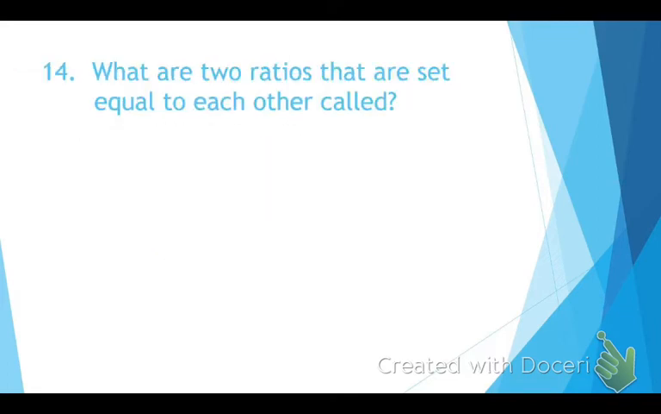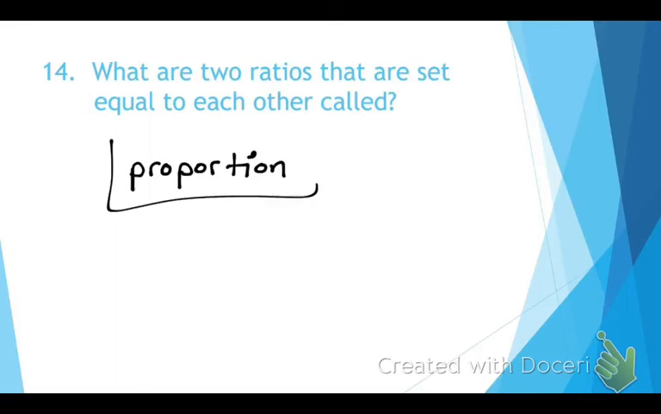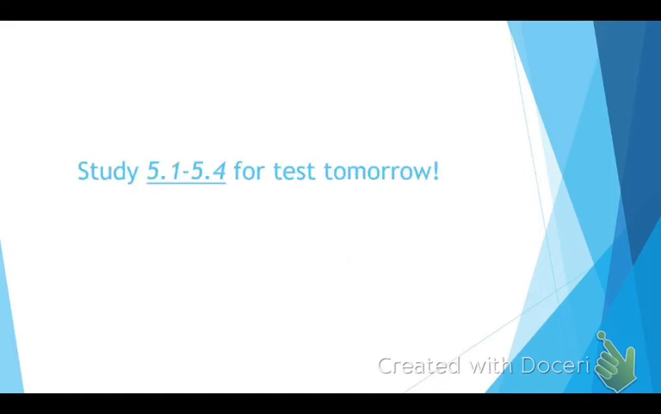Final question of the day. What are two ratios that are set equal to each other called? This is the last vocab word. What are two ratios that are set equal to each other called? All right, for the final question of the day, they are called a proportion. Oh, we got that right. All right, so don't forget, guys, study 5.1 to 5.4 for your test tomorrow.